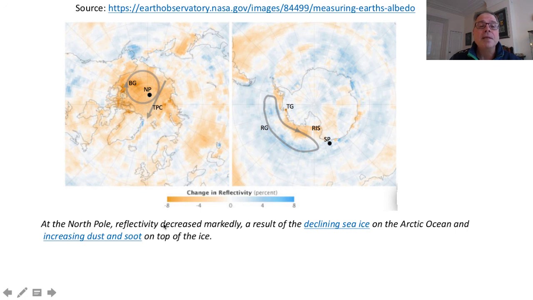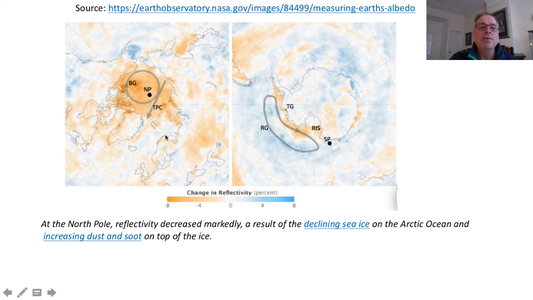NASA's conclusion: at the North Pole, reflectivity decreased markedly as a result of the declining sea ice on the Arctic Ocean and increasing dust and soot on the top of the ice. Around the South Pole, reflectivity is down around West Antarctica and up slightly in parts of East Antarctica, but there's no net gain or loss. The research calculated that the overall albedo of the Arctic region fell from 52% to 48% between 1979 and 2011. The measured magnitude was twice as large as expected, i.e. twice as large as that found in previous studies.